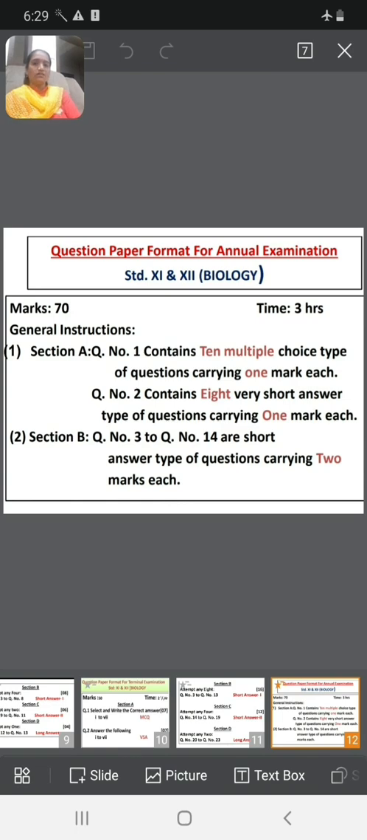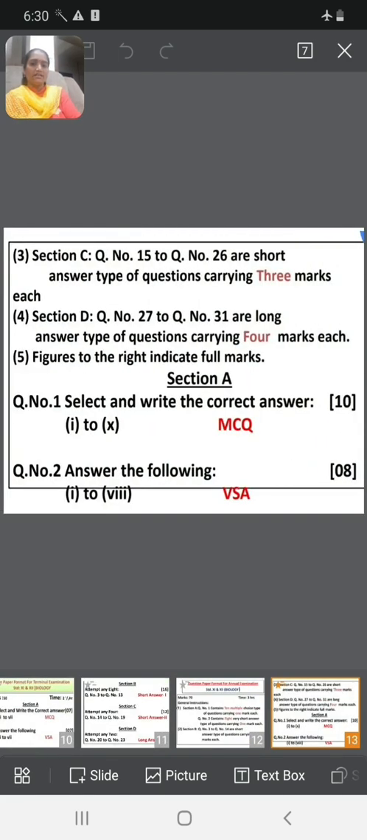Then the last one, the question paper format for the annual examination. Here the annual exam is for 70 marks and 3 hours are given for solving the paper. Okay, these are certain general instructions which are given at the start of the question paper. Section A, Section B, Section C and D. Okay, previously we have discussed those. Then we will start with Section A.